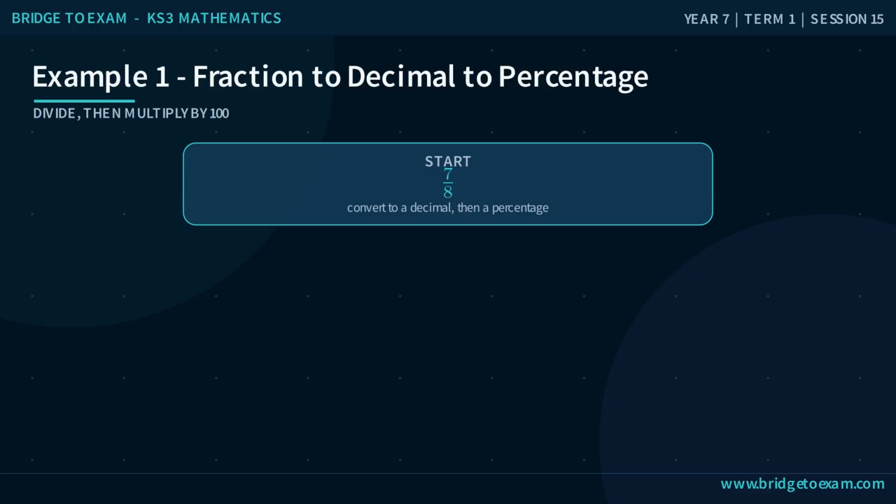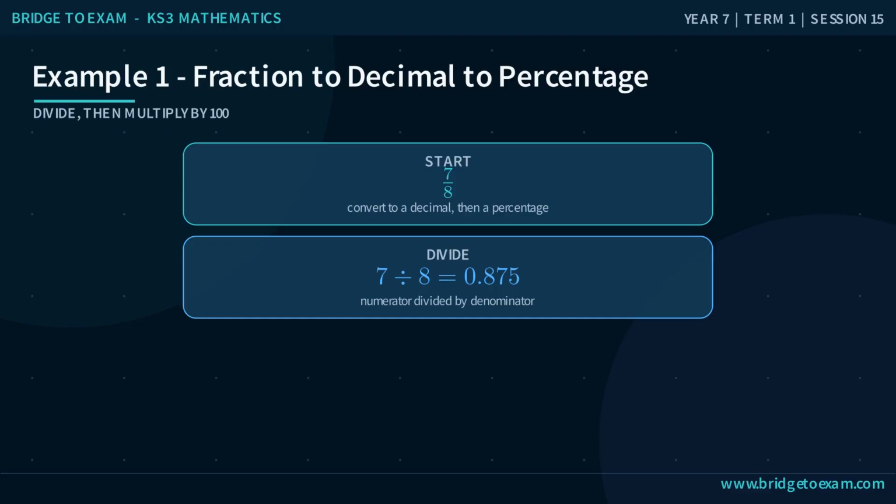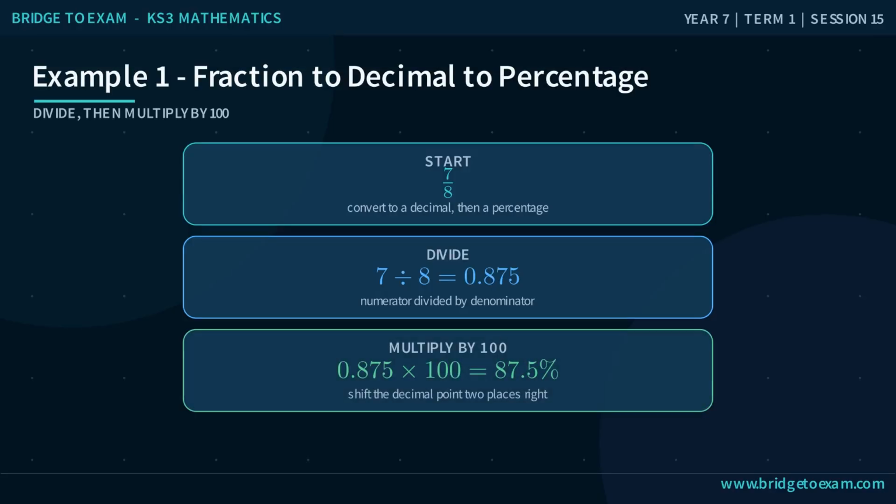Convert 7/8 to a decimal, then to a percentage. Divide the numerator by the denominator. 7 divided by 8 is 0.875. Multiply that decimal by 100 to get the percentage, 87.5%.